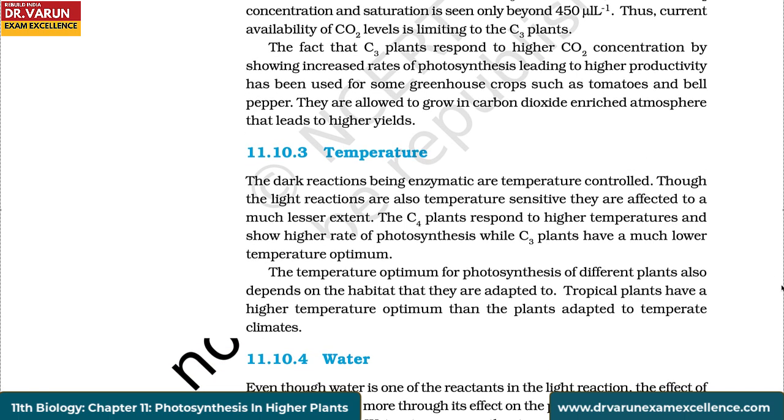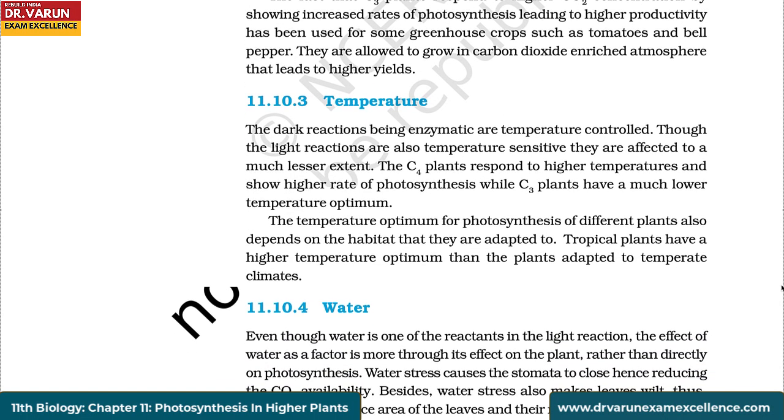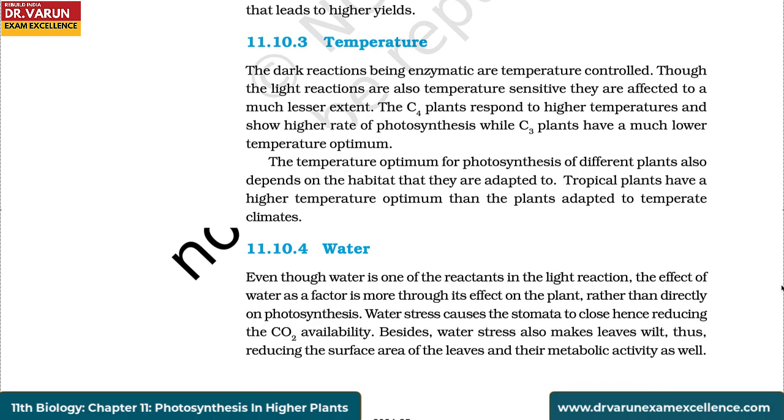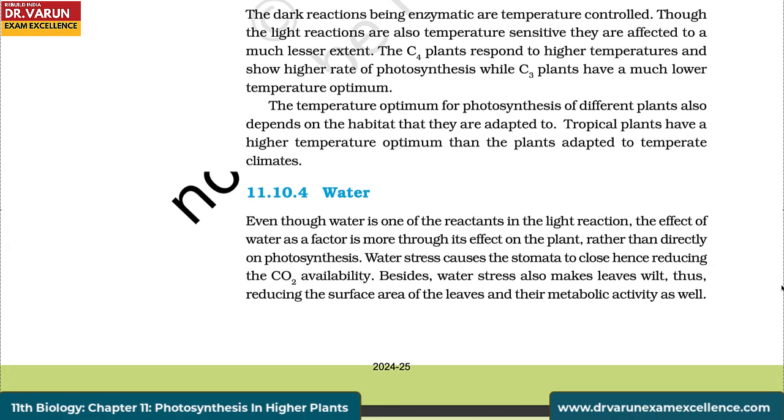Temperature. The dark reactions being enzymatic are temperature controlled. Though the light reactions are also temperature sensitive, they are affected to a much lesser extent. The C4 plants respond to higher temperatures and show higher rates of photosynthesis, while C3 plants have a much lower temperature optimum. The temperature optimum for photosynthesis of different plants also depends on the habitat that they are adapted to. Tropical plants have a higher temperature optimum than the plants adapted to temperate climates.